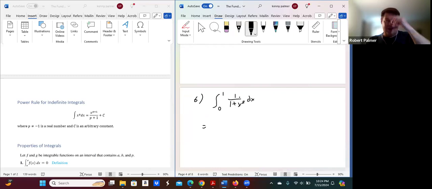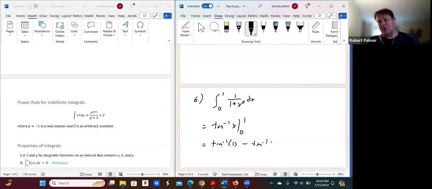And so we do that then. This is actually inverse tangent. So this is equal to the inverse tangent of x evaluated at 0 and 1. Now, let's do that then. The first one is going to be the inverse tangent of 1, using the fundamental theorem of calculus, minus the inverse tangent of 0. Let's actually use Desmos to help us out with that.